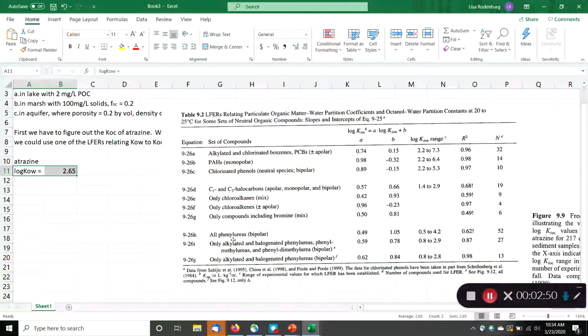So it turns out it is a phenylurea. So one of these equations, H, I, or J, might apply. This one's only alkylated and halogenated phenylureas, methylureas, and phenyl dimethylureas. And this one is only alkylated and halogenated phenylureas. I don't know which one to choose.